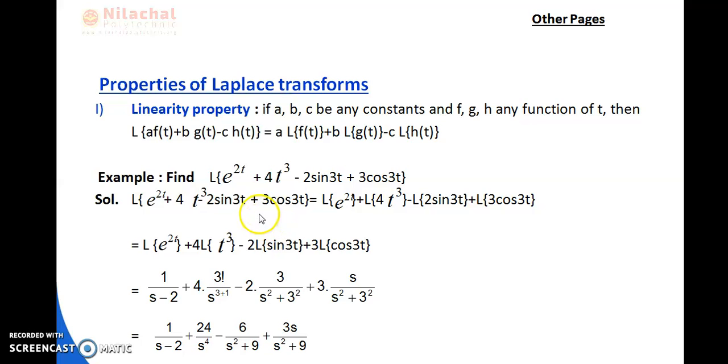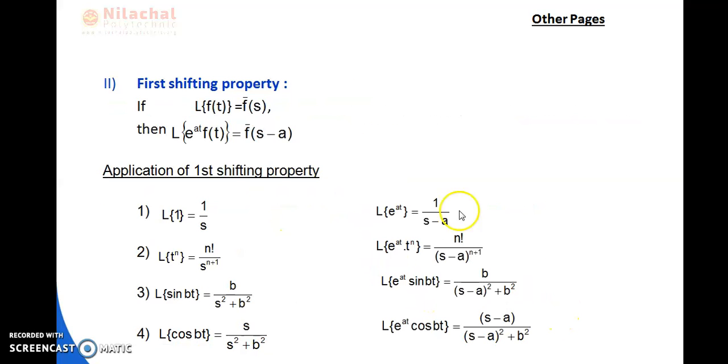So here we learned how we can apply the linearity property for this type of example. It means we can apply Laplace to each term, and any constant present with any function can be kept outside. Okay, so this is your linearity property. Then come to the first shifting property. This is a very important property for your third semester students.